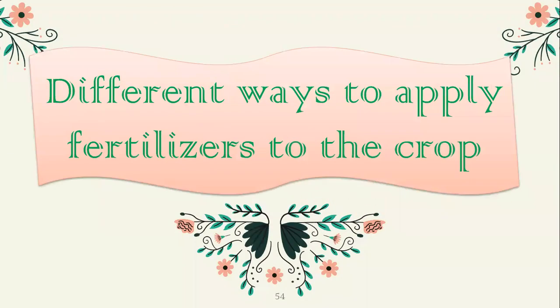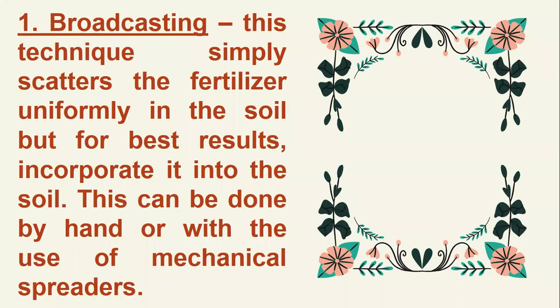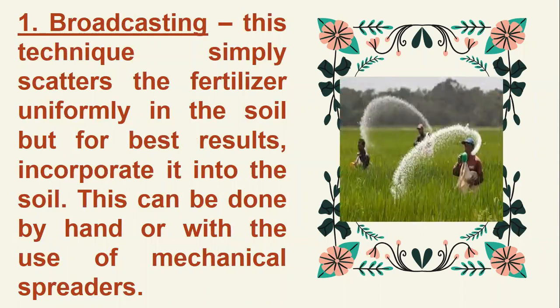Now let's talk about the different ways of applying fertilizers to the crop. We have broadcasting. This technique simply scatters the fertilizer uniformly in the soil, but for best results, incorporate it into the soil. This can be done by hand or with the use of mechanical spreaders. Okay, so this is broadcasting. See, the farmers just spread out or scatter the fertilizers.